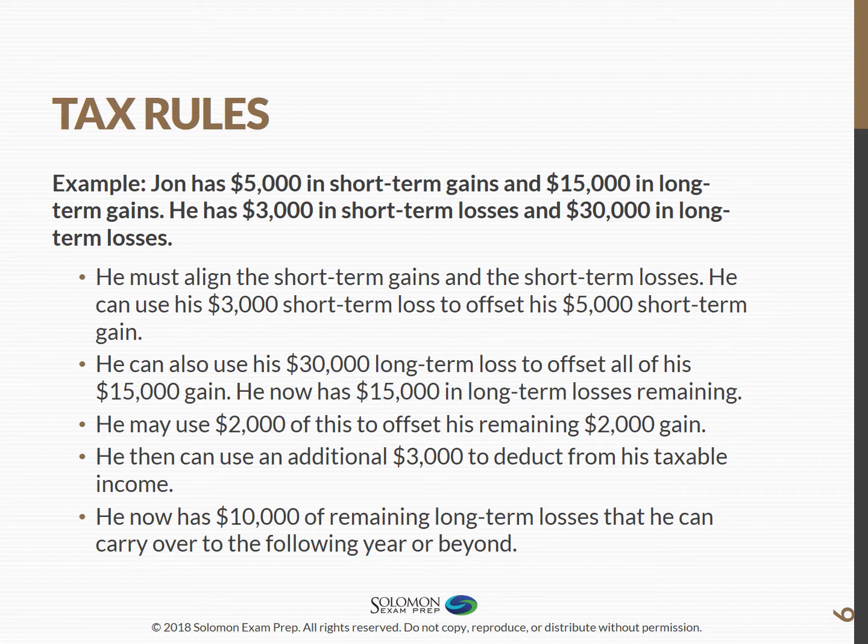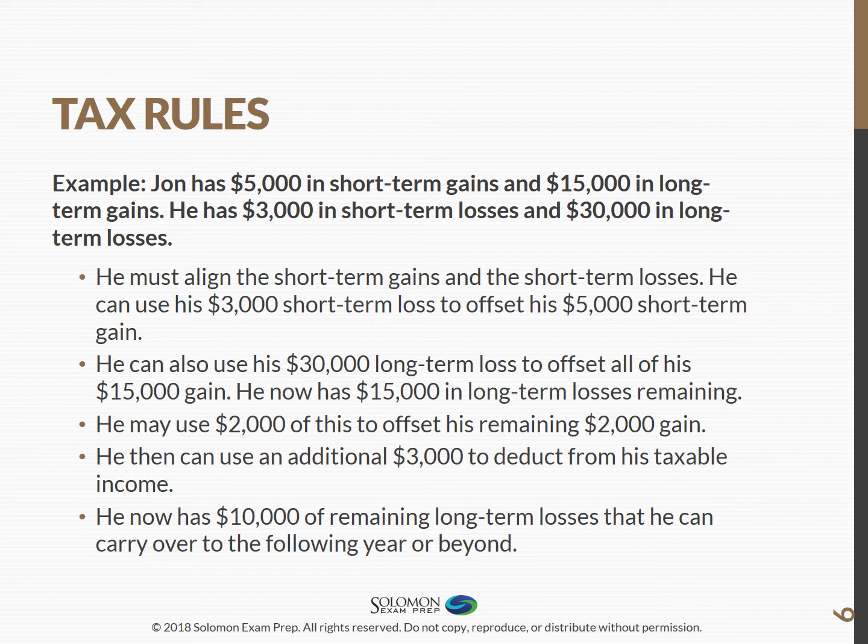Let's look at an example. John has $5,000 in short-term gains and $15,000 in long-term gains. He has $3,000 in short-term losses and $30,000 in long-term losses. He must first align the short-term gains and the short-term losses. He can use his $3,000 short-term loss to offset his $5,000 short-term gain. He can also use his $30,000 long-term loss to offset all of his $15,000 gain.